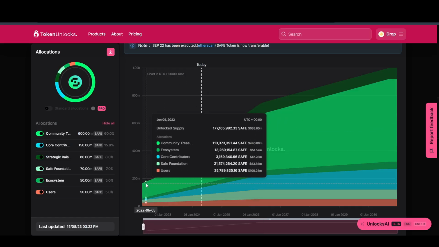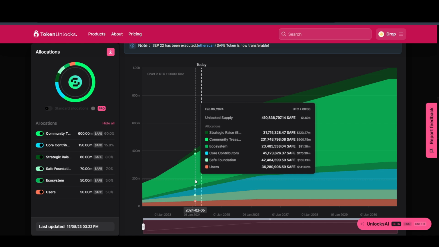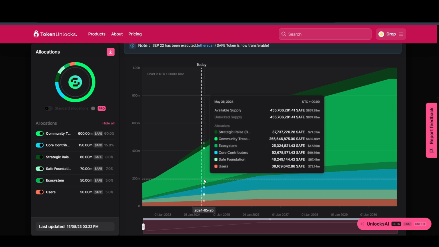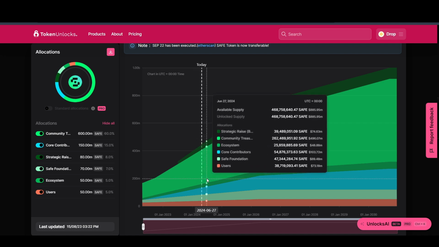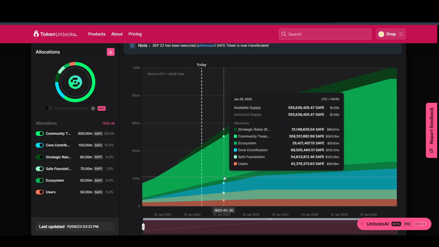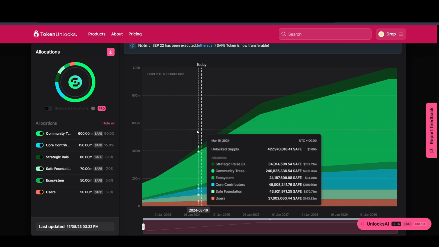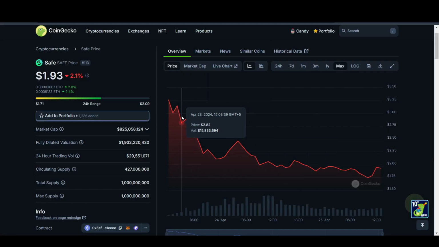You have to keep that in mind, because of that, strategic investors have started to get their coins, even users, even core contributors. So that means it has a lot of sell pressure to face, and I think that is one of the biggest reasons why the coin is down from 3.26 to 1.93.